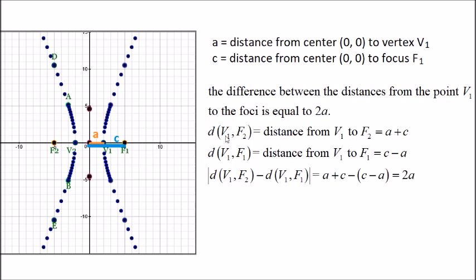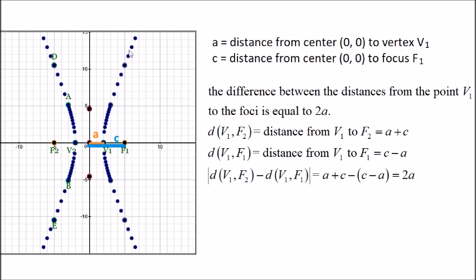And so the distance from V1 to F2 is a plus c. The distance from V1 to F1 is c minus a. And so the difference between the two distances will be a plus c minus (c minus a). So we get 2a.